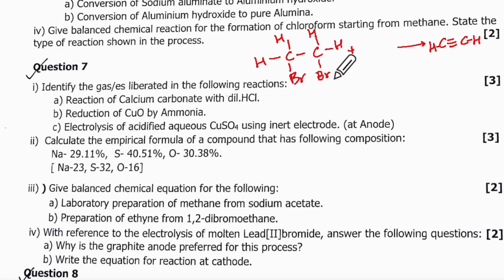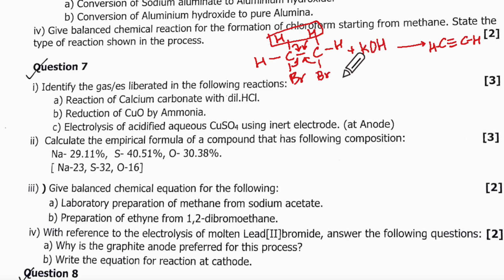That means this has gone and this electron has come here. Did you understand that? And also this has gone and this electron has come, which means it is a dehydrohalogenation reaction. For that we have to take KOH, correct?